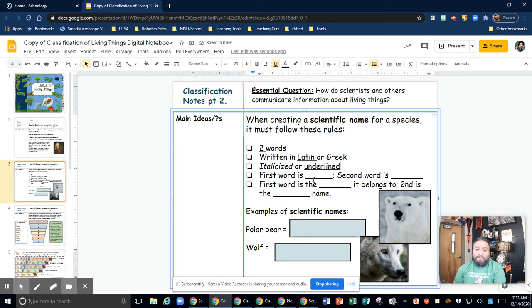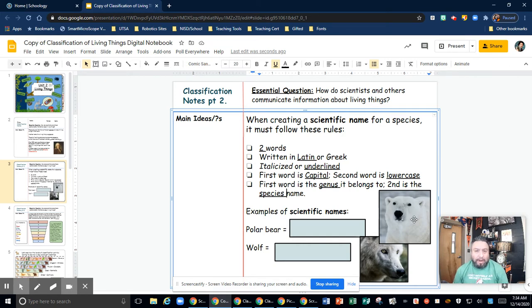Okay, the first word of that pair is going to be capitalized. The second word is lowercase. The first word is the genus. Okay, these are some things that we learned last year. The first word is the genus it belongs to. So it belongs to this group. The second word is the species. So now we're getting more specific. So the first word is its genus. The second word is its species.